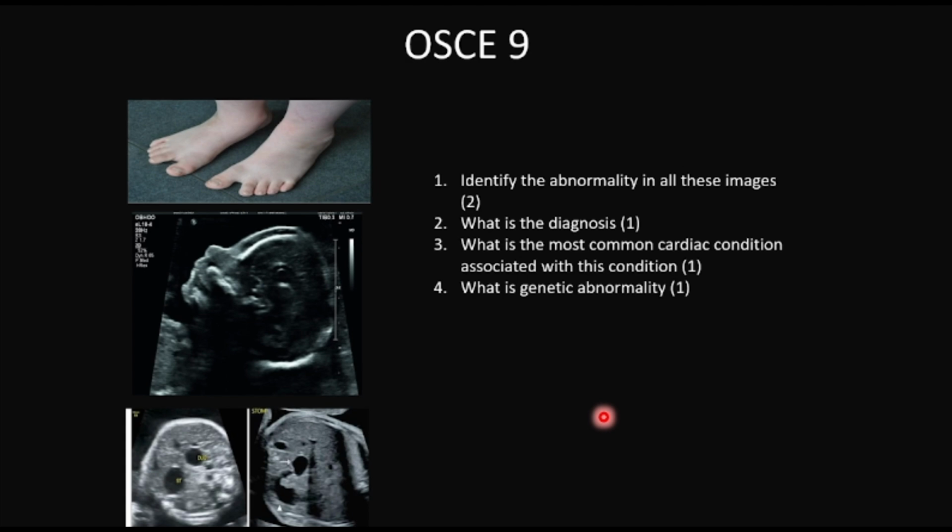The most common cardiac condition associated with this condition would be endocardial cushion defect or AVSD. That's also called atrioventricular septal defect. The second most common will be the VSD. The genetic abnormality here is a condition where there is duplication, where there's an extra 21st chromosome. So it's a trisomy 21.